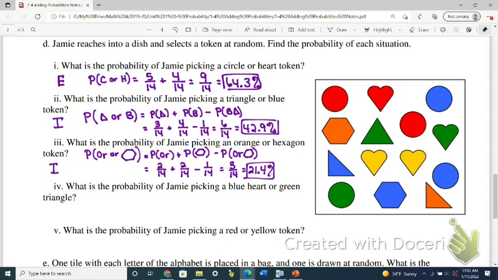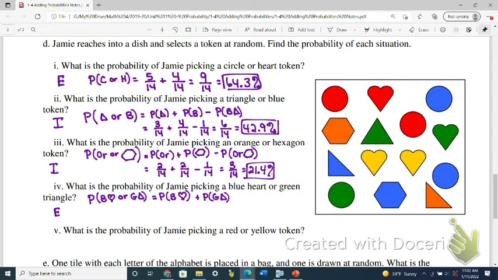Number 4, what's the probability of picking a blue heart or a green triangle? Can it be a blue heart and a green triangle at the same time? No, it's one or the other. So therefore, these are exclusive. So the probability of a blue heart or a green triangle is simply the probability of the blue heart plus the probability of the green triangle.